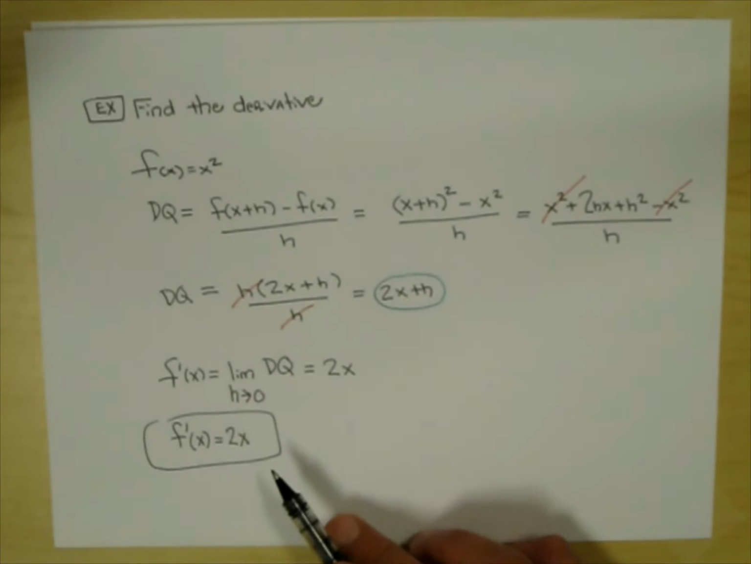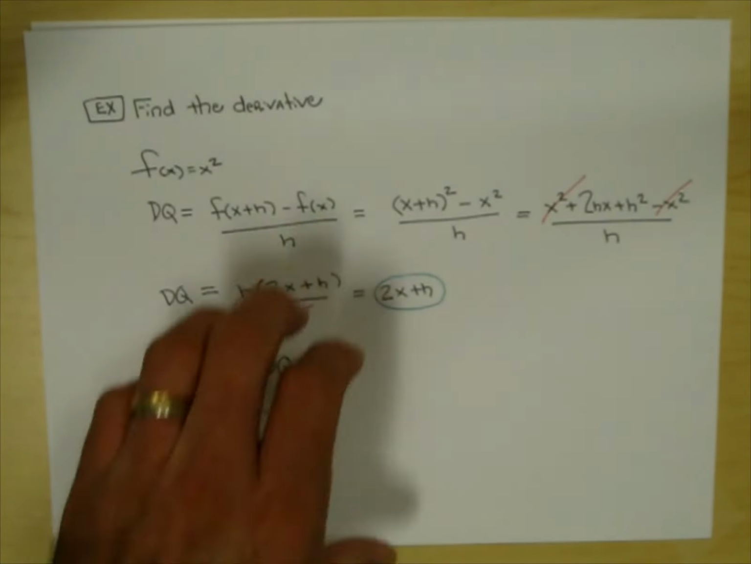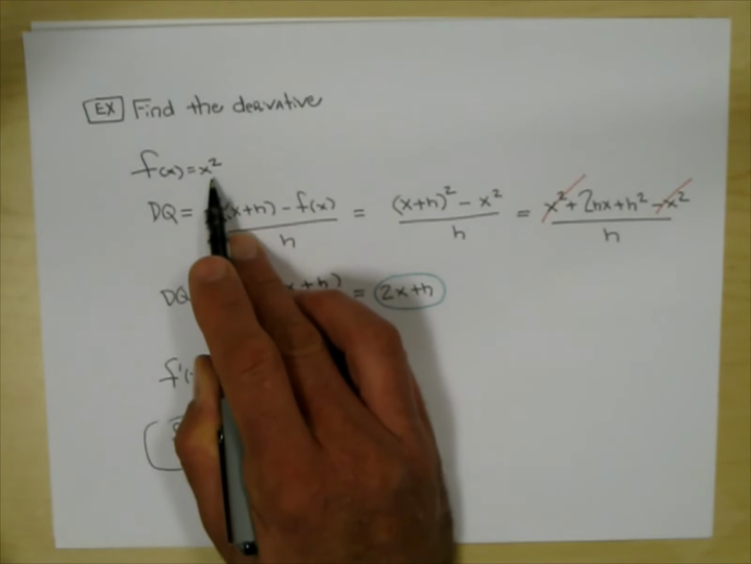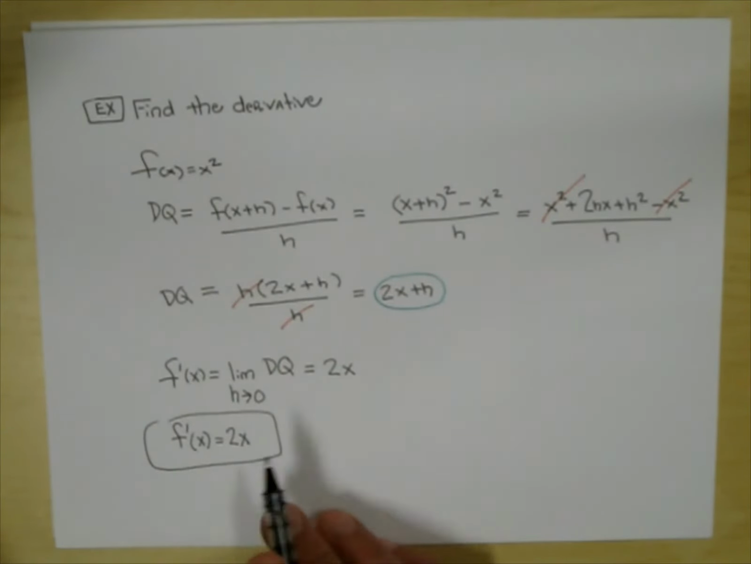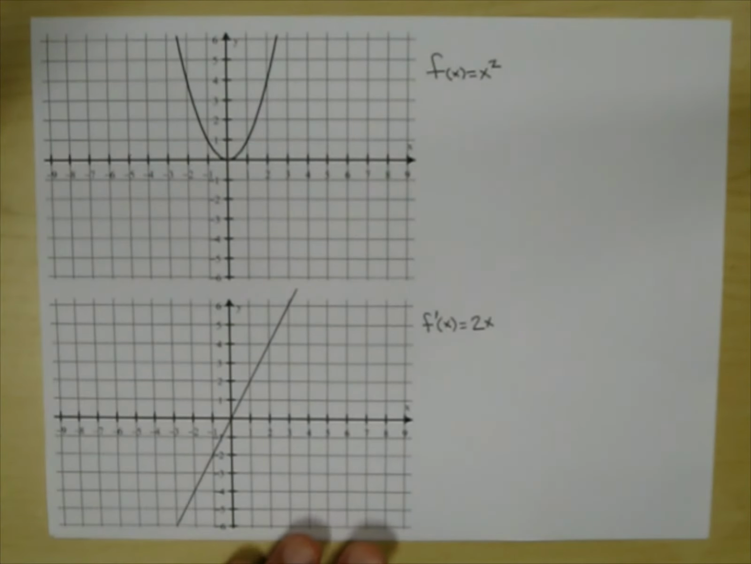So let's take a look at the pictures of those two graphs. There are two graphs here. Here's f, which is x squared. Here's f prime, which is 2x. So there's the pictures of those guys.